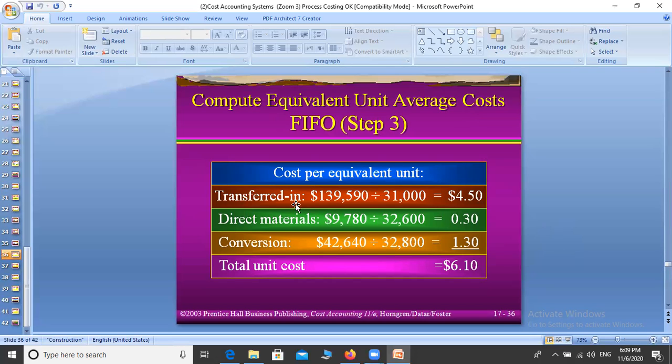Now, compute the equivalent unit average cost. The transferred in: 139,590 divided by the equivalent units 31,000 gives 4.5. The direct material 9,780 divided by 32,600 equivalent units gives 0.3. Conversion cost, the cost during the period 42,640, divided by 32,800 equivalent units gives 1.3. Total unit cost 6.1. Pay attention that we didn't add the cost of beginning work in process because we are not using the weighted average, but what is called the FIFO method.